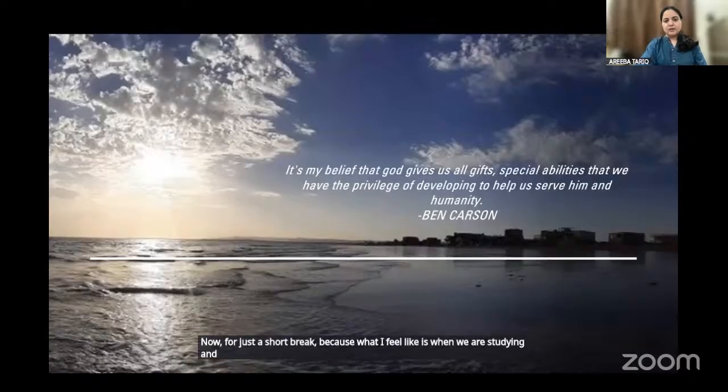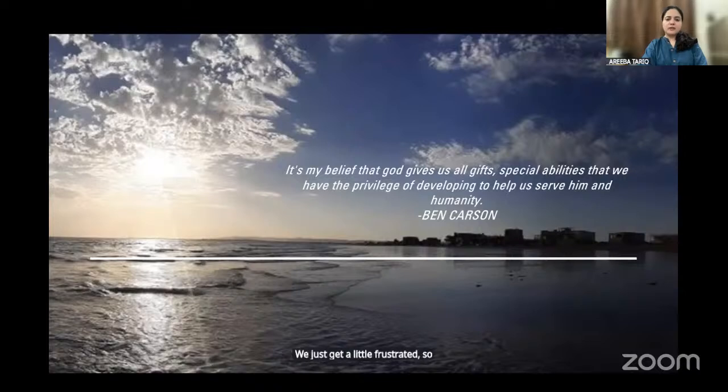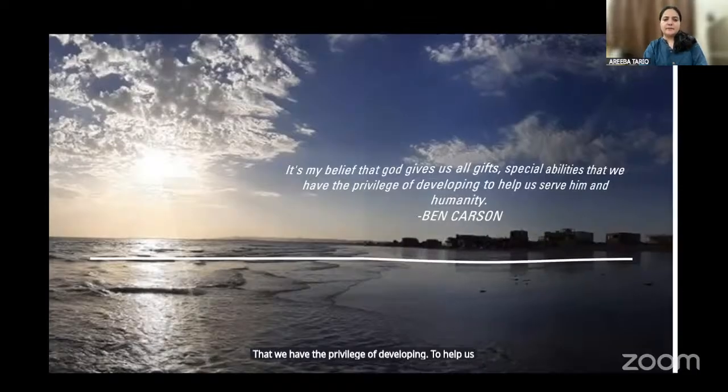Now, for just a short break, because what I feel like is when we are studying and seeing anatomy a lot, we just get a little frustrated. So it's my favorite quote from Ben Carson. It's my belief that God gives us all gifts, special abilities that we have the privilege of developing to help us serve Him and humanity.